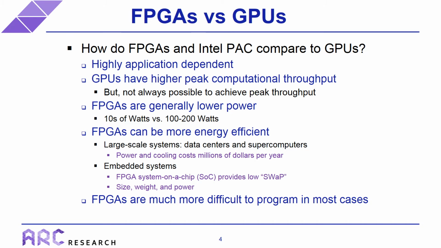The example I have here on the slide doesn't really apply to the Intel PAC. FPGAs can provide what's called system-on-a-chip solutions, where basically your entire system is just the FPGA itself. This is very attractive for applications that need what's called low SWaP, or size, weight, and power. So small, low power, battery operated embedded systems, FPGAs have a significant advantage in that type of use case.